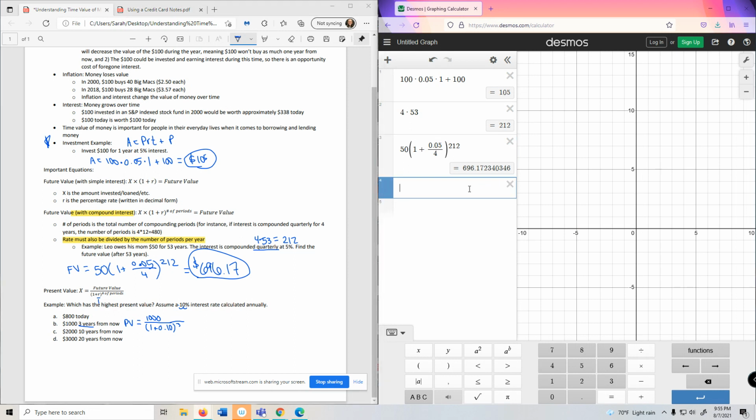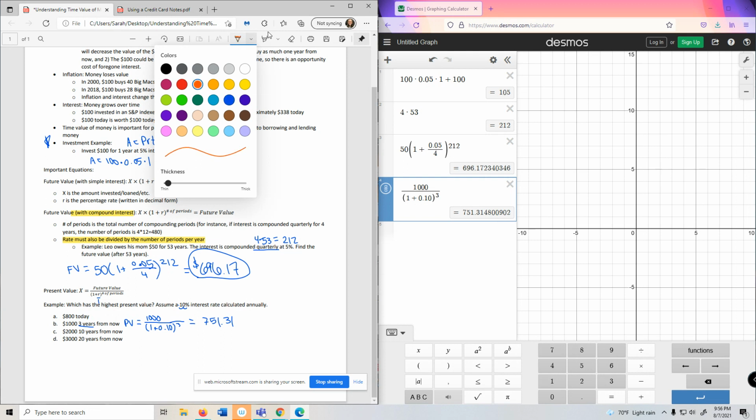So let's do that in Desmos. We need a big fraction to start with. 1,000 goes on top. And then here, 1 plus 0.10. Close your parentheses. Hit your A to the B button to get your exponent 3, and round it to the nearest cent. That becomes $751.31. So far 800 today is looking the best, but let's check the other two.